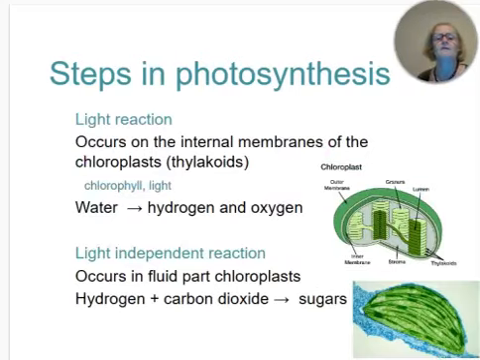So there's a summary in words. The light reaction occurs inside the chloroplast on the thylakoid membranes, and then the light-independent reaction, the one that doesn't need light but does need enzymes, happens in the fluid part of the chloroplast, the stroma.